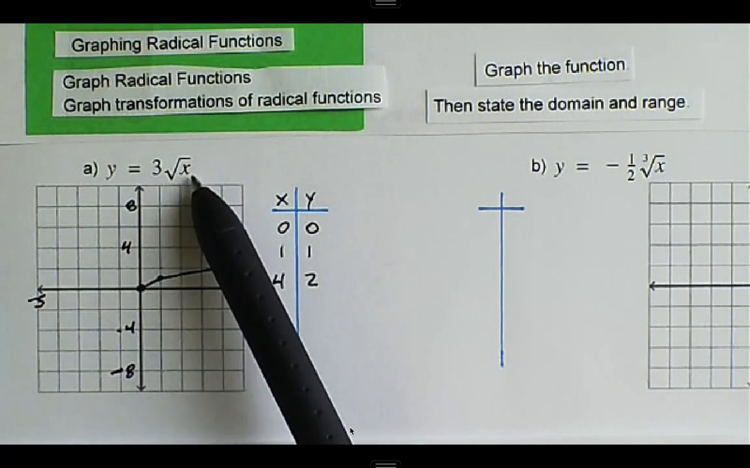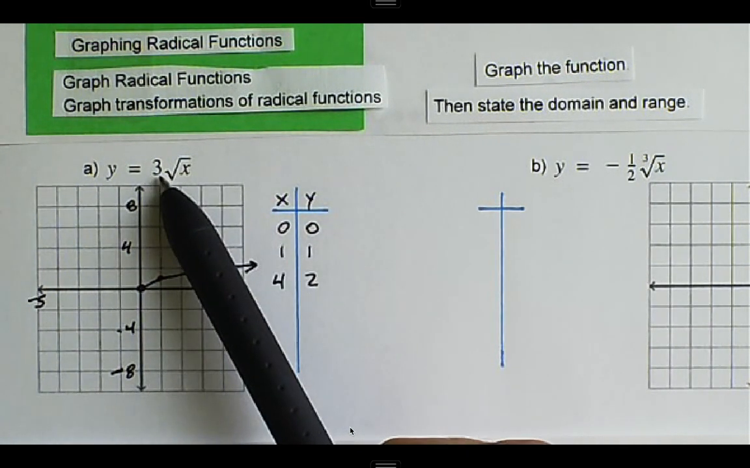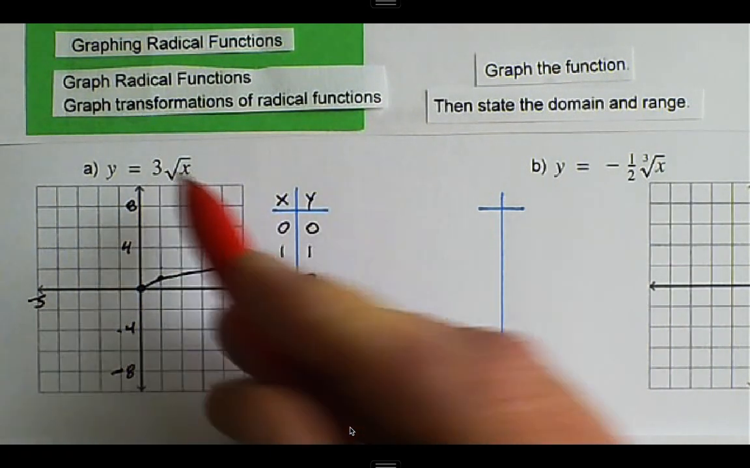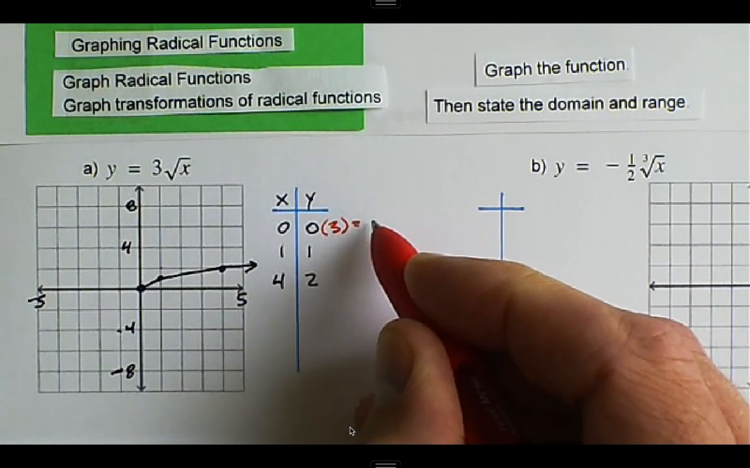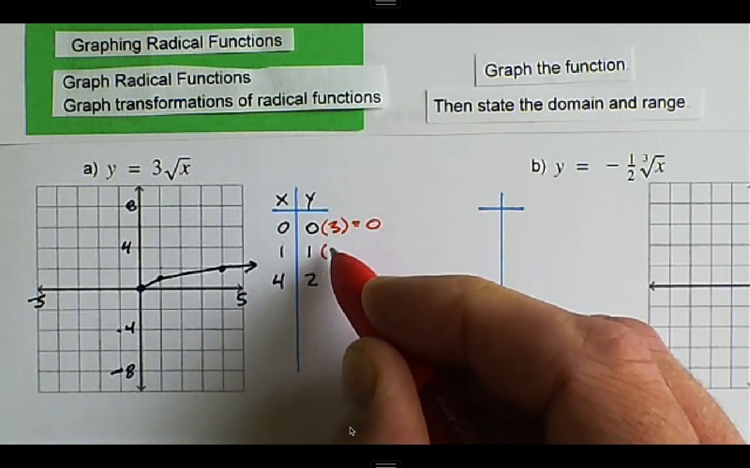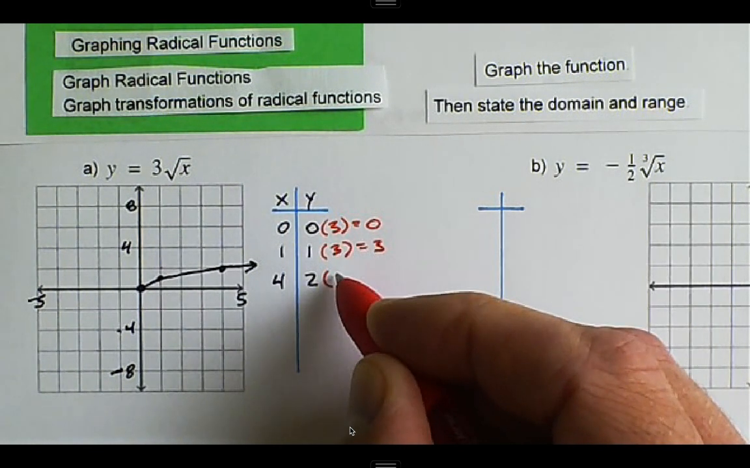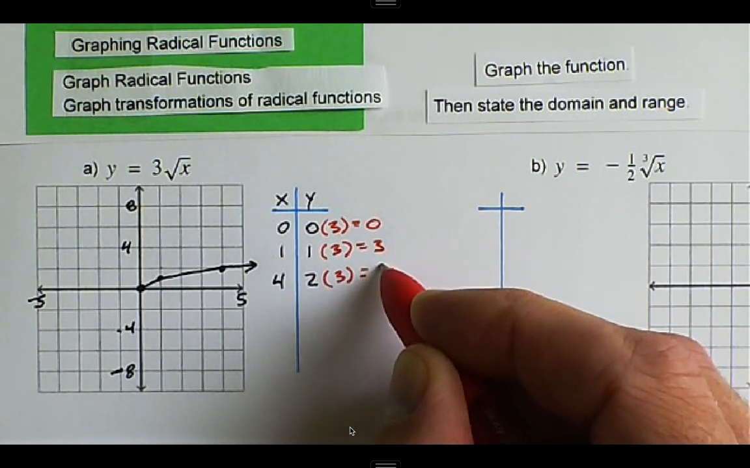Now what this says is there's no transformation. There's no h under the radical and there's no k after. So the only thing we're worried about is a vertical stretch. When we're talking about that, that means we're going to multiply all of the y values by 3. So 3 times 0 is equal to 0. 3 times 1 is equal to 3. And 3 times 2 is equal to 6.